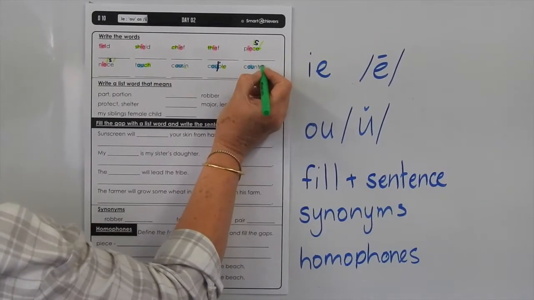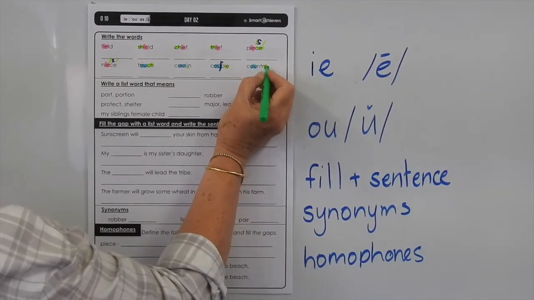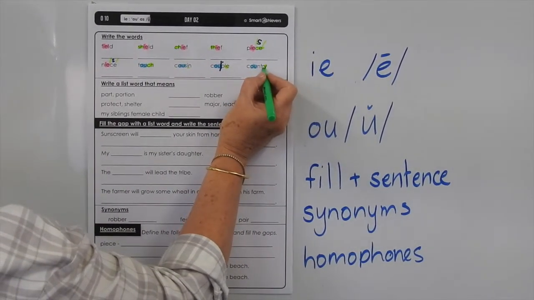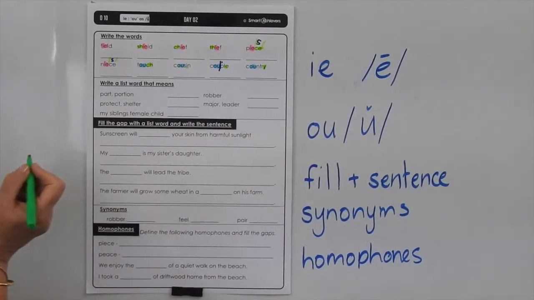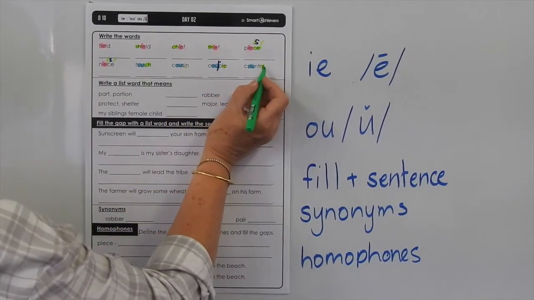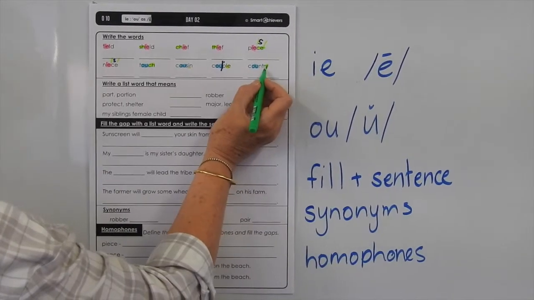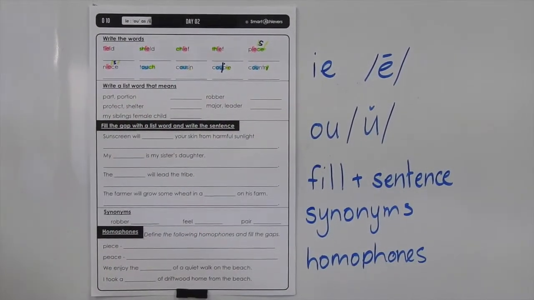Country, we know that the E sound on the end of a word is usually a Y. There are thousands of words that we use a Y for the E sound at the end of. There's only about 10 or 20 that you would commonly use that end in EY. So if you don't know, go for the Y.